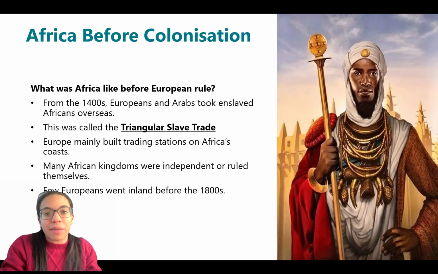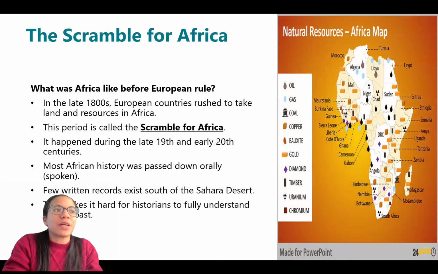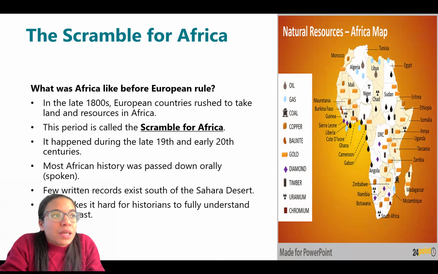They would stay mainly on the coastal areas. And that meant that in the interior of Africa, many of the people that lived there were left largely alone in the 1400s, 1500s, 1600s, 1700s. Becomes a problem in the 1800s. So, what was Africa like before European rule?